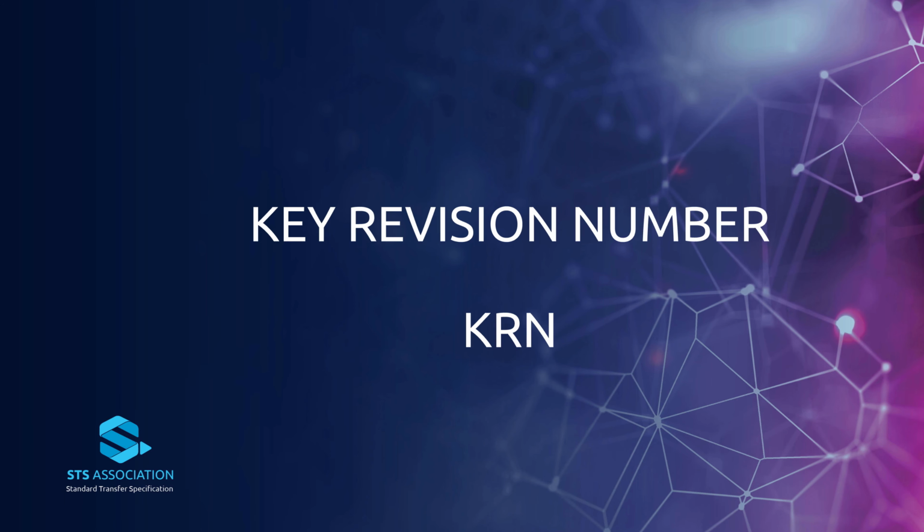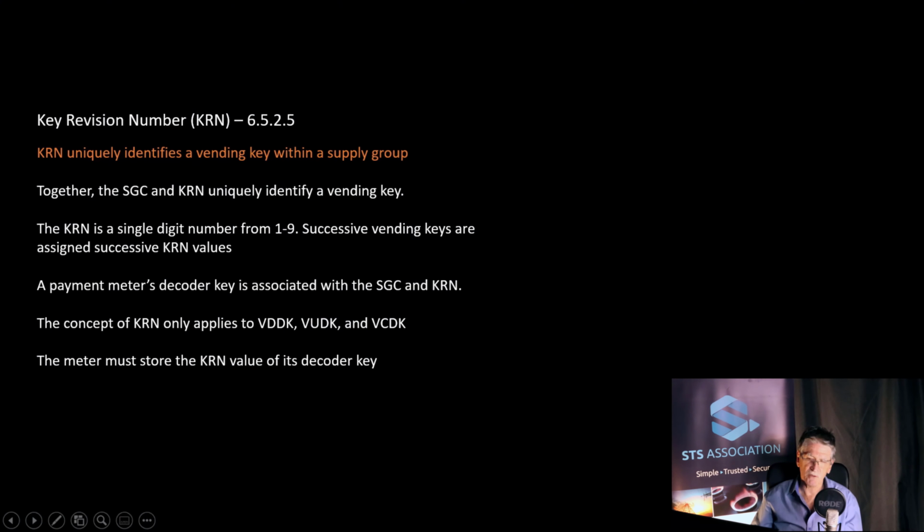Next we'll talk about key revision number, which is in 6525. The key revision number uniquely identifies a vending key within a supply group. Together, the supply group code and the key revision number uniquely identify a vending key. The key revision number is a single-digit number in the range from 1 to 9. Successive vending keys are assigned successive K or N values.